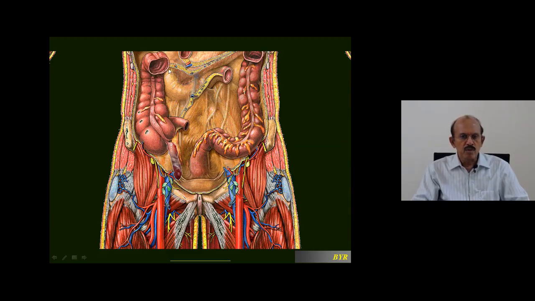And the greater omentum, which is hanging from the transverse colon, is a very large, wide structure. So it can cover the whole of the abdomen. It can go into the pelvis also.